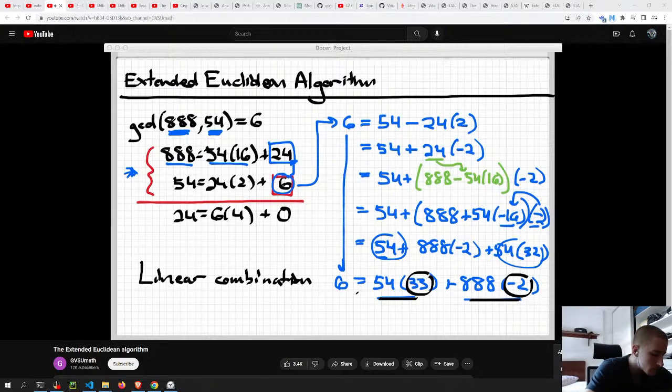This turns out to be true for every pair of positive integers you can find: the GCD of two integers can always be written as a linear combination of those two integers. And the process that we just went through, this long process right here of finding the weights that I multiply these two guys by, is called the extended Euclidean algorithm.